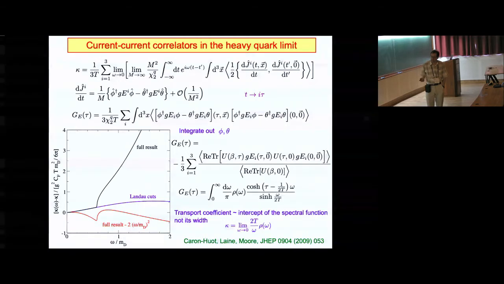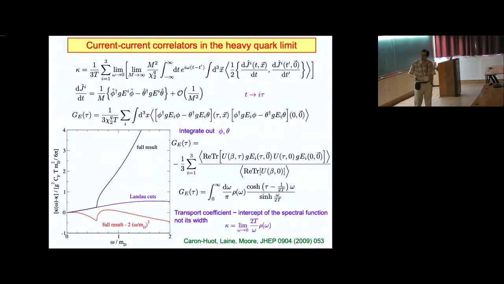So eventually, instead of calculating the current correlator itself in the very heavy quark mass limit, you can express the correlation function in terms of the correlation function of the electric field. Of course, you first take the heavy quark mass limit, and then you integrate out the heavy quark fields phi and theta from your correlation function, and then you add up this electric correlation function, which is now connected with the Wilson line to make it gauge invariant.